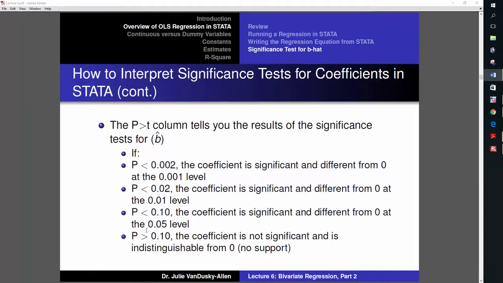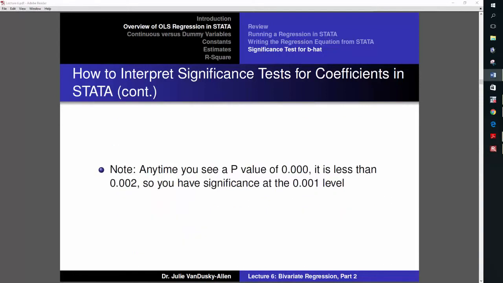Now, let's say your p-value is greater than 0.10. Once again, this means that your coefficient is not significant, and it is indistinguishable from 0. You do not have support for your hypothesis. An important note before I move on, anytime you see a p-value of 0.000, that is automatically less than 0.002, so you have significance at the 0.001 level.